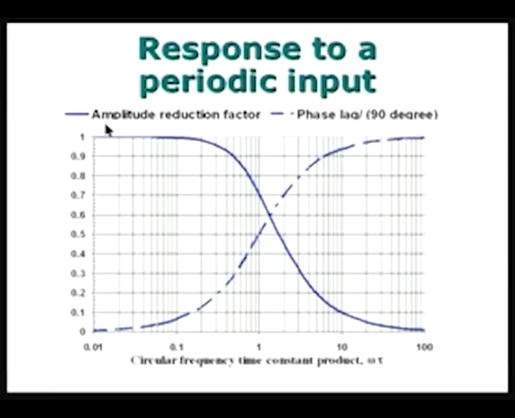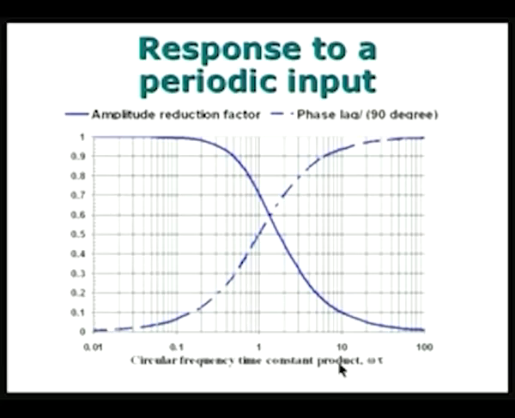And in fact, the figure I have drawn here shows the logarithm of the omega tau product on the x axis, and on the y axis I have either the amplitude reduction factor, which was given by 1 over square root of 1 plus omega squared tau squared, or the phase lag, which was given by tan inverse of omega tau, and I have divided the phase lag by 90 degrees, so that I can normalize the phase information, and both the amplitude reduction factor and the phase lag become normalized, and therefore, they lie between 0 and 1.